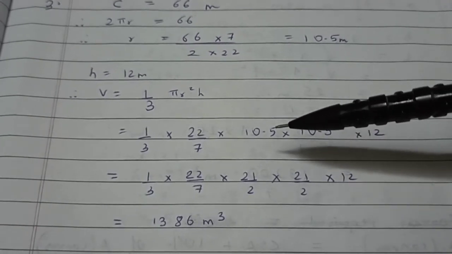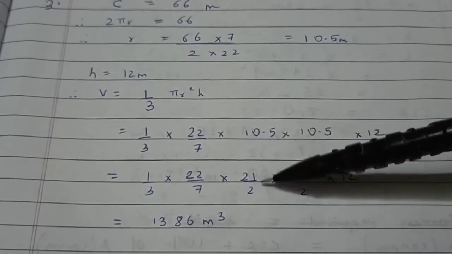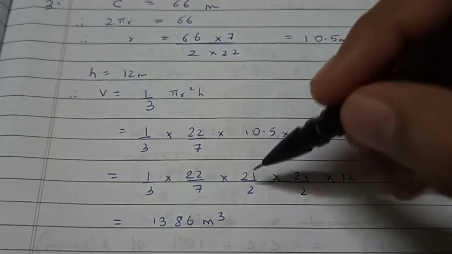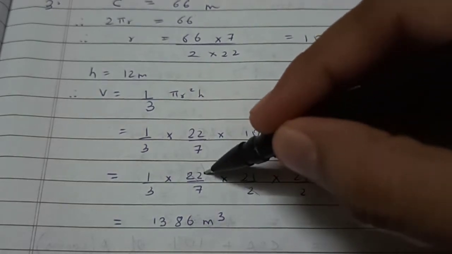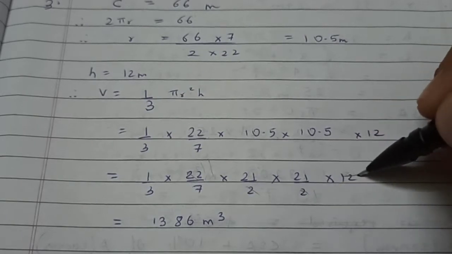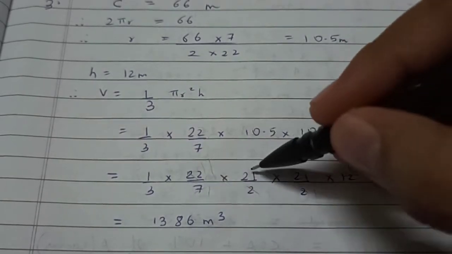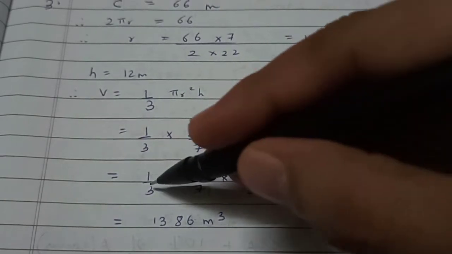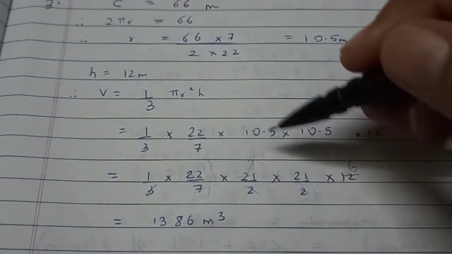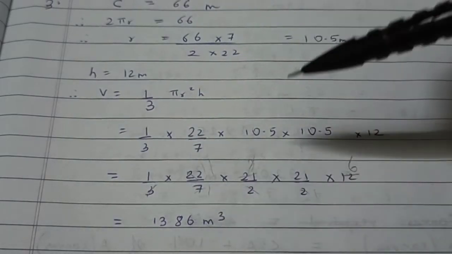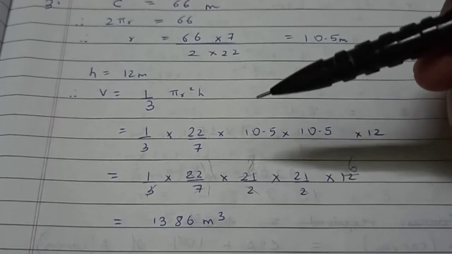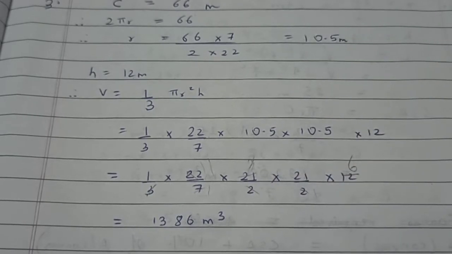Notice that for ease of calculation, I wrote this as 21 upon 2, so that 2 can get cancelled here and even here. 7 1s are 7, 3 3s are 3, 3 gets cancelled, and then the final answer is this, meter cube. Remember, it's volume.